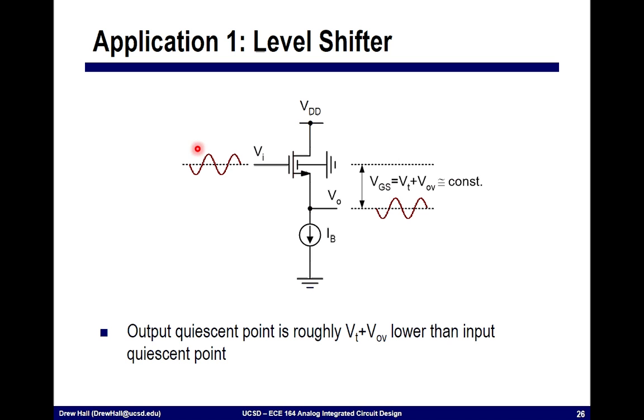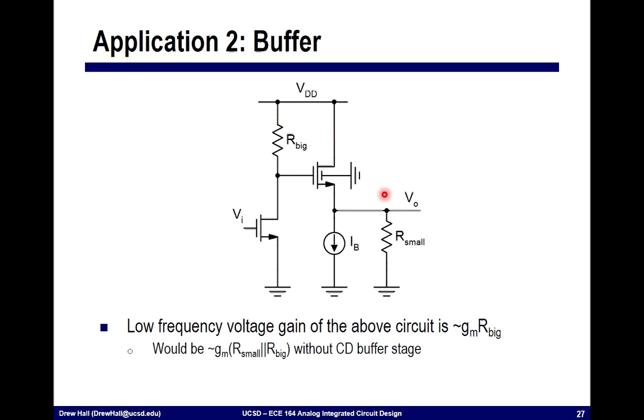So in this case, I'm actually taking the same signal with more or less unity gain, depending on how we construct this amplifier, or gain of near 1, and I'm level shifting it down. And this is simply because VGS, that is my bias voltage, is more or less constant. The second application is to use it as a buffer.